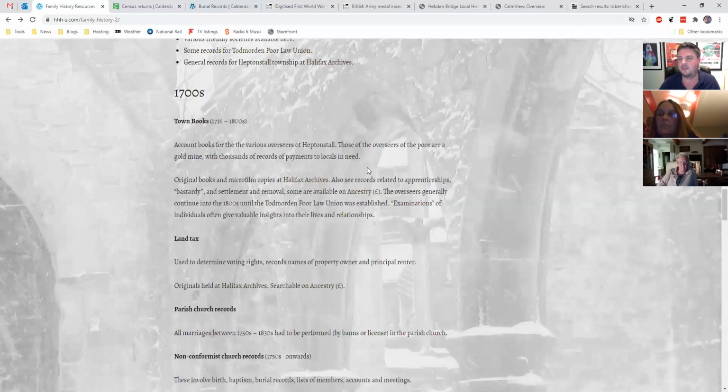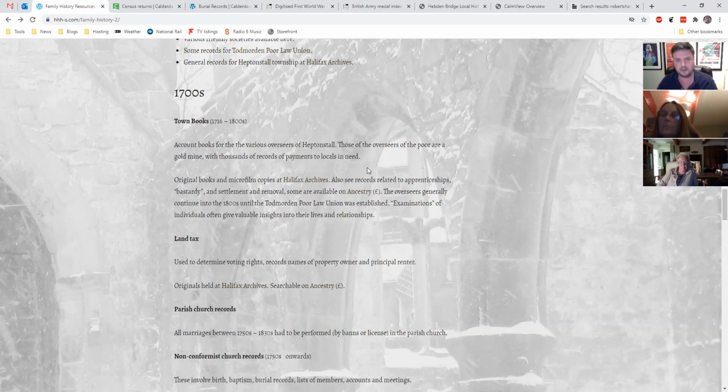They can be quite sad to read through, actually, because sometimes you'll find someone receive medicine help, and then they die, and then there's a few shillings to pay for their coffin and funeral. So that's not great. The other townships have some of these town books, but they're not quite as good as the Heptonstall ones.